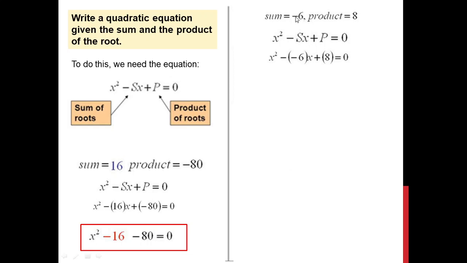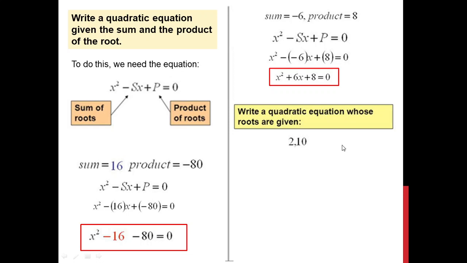Substitute the value of the s, which is the sum, negative 6 again. You need to separate the two signs with the parentheses. And the p, which is equal to 8, for the product. Simplifying this one, negative times negative gives you positive 6x and plus 8. Therefore, the quadratic equation with the sum of negative 6 and product of 8 as the roots is x squared plus 6x plus 8 equals 0.